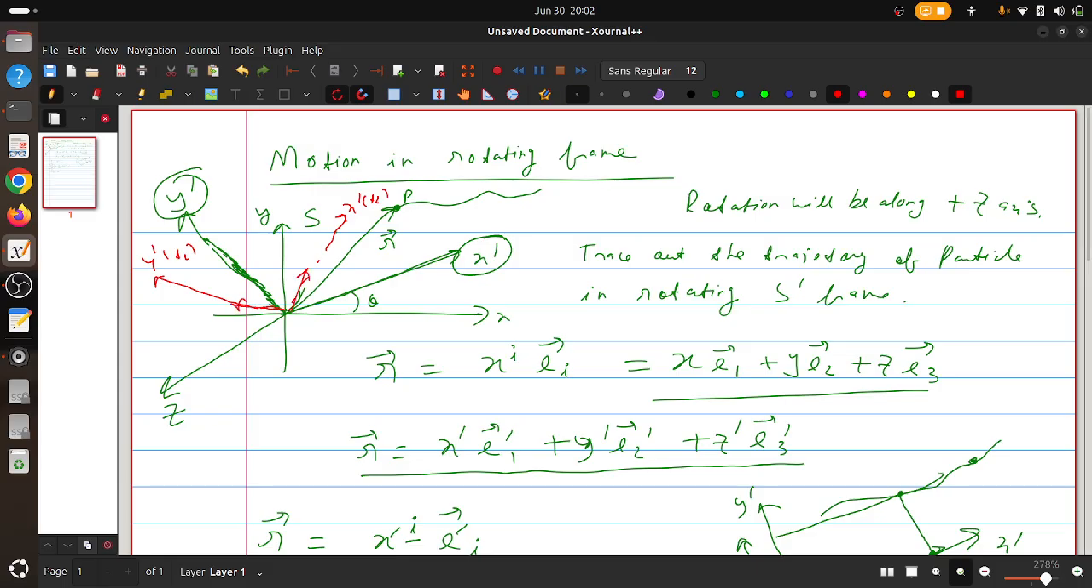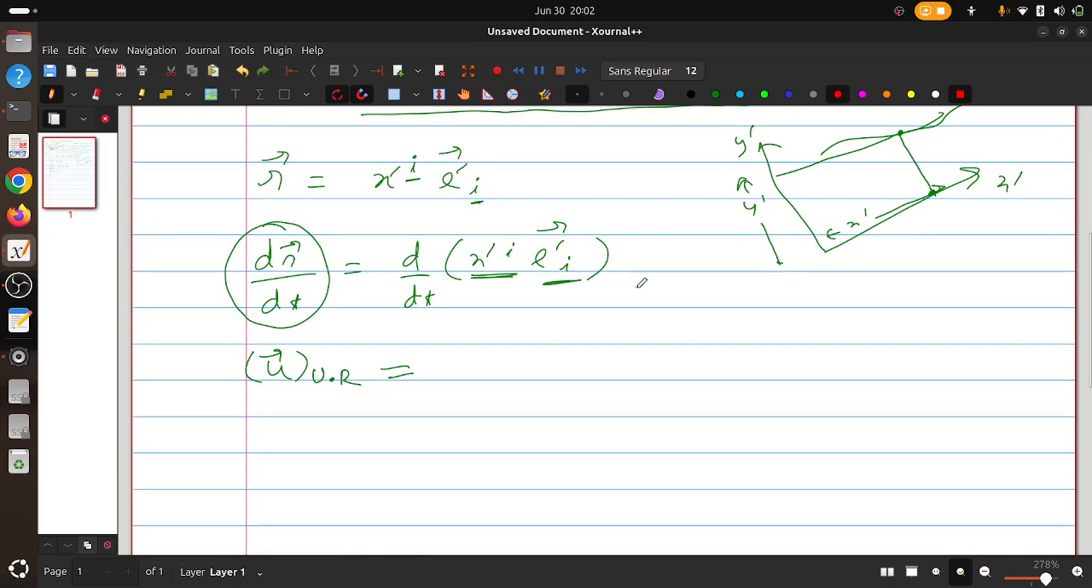So these basis vectors themselves are functions of time. That's why they both are functions of time. So we have to use the product rule of differentiation here. So it will be simply dx prime i by dt e prime i plus x prime i d e prime i by dt.